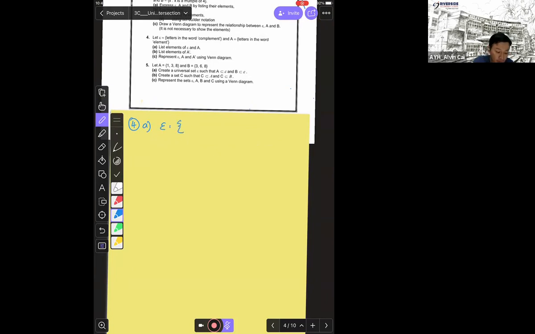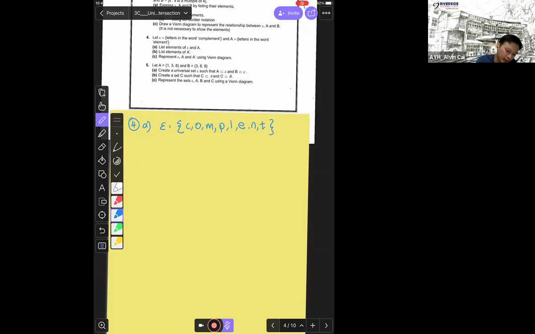The word complement: we have a first letter C, followed by O, followed by M, followed by P, followed by L, followed by E. The next letter M is repeated, so we don't include it. The next letter E is repeated as well, so the next ones will be N and T. So the universal set will be just that: 1, 2, 3, 4, 5, 6, 7, 8.